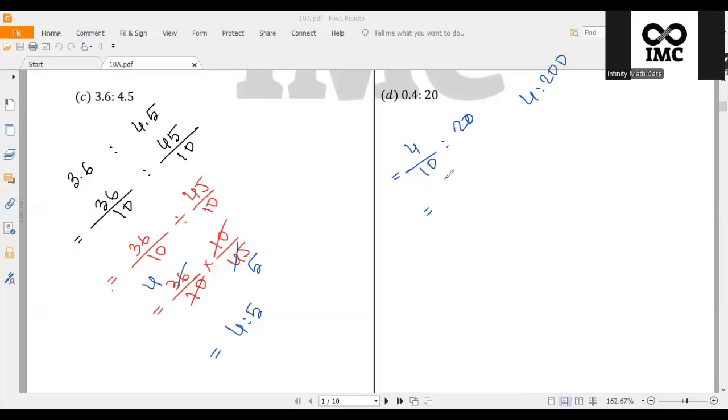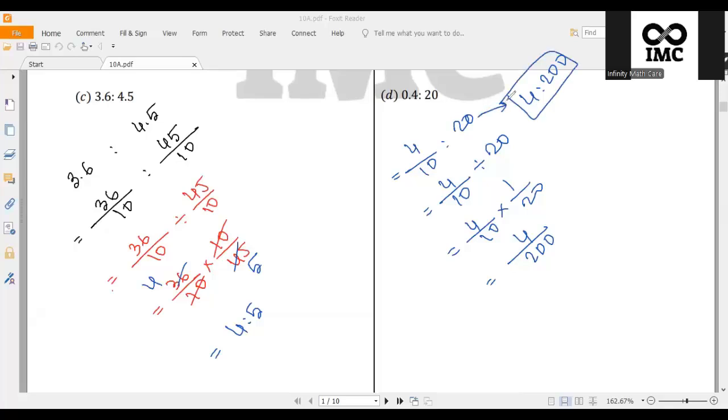If you want to know the reason, I can write 4 by 10 as a ratio, which means division, by 20. Then what will happen? 4 by 10 multiplied by 1 by 20, which means 4 by 200. This is the way. So we can write this line from this line in a very easy way.